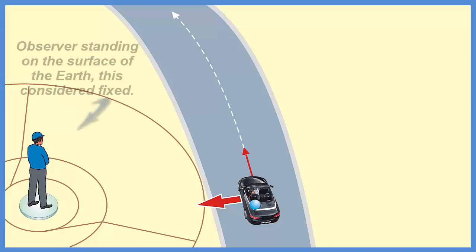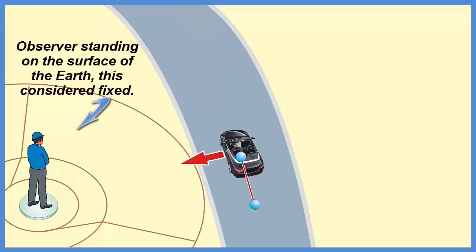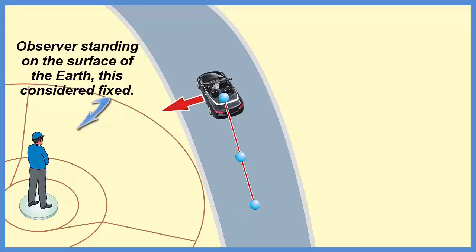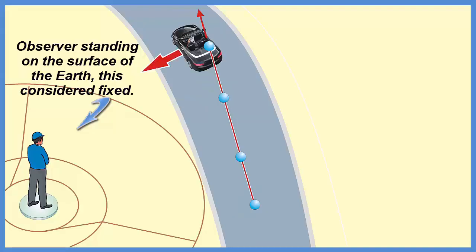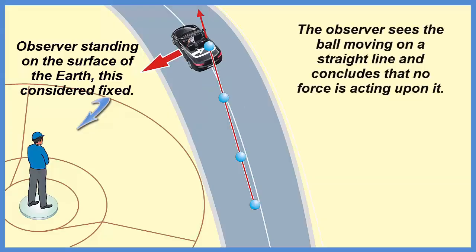This observer can see the car moving in the curve, and concludes that it is acted on by a centripetal force. A ball loose on the left side of the car moves to the right with respect to the car. However, the observer notes that the ball is moving in a straight line, in accordance with Newton's first law. The observer can conclude that the ball is not acted on by any centrifugal force.